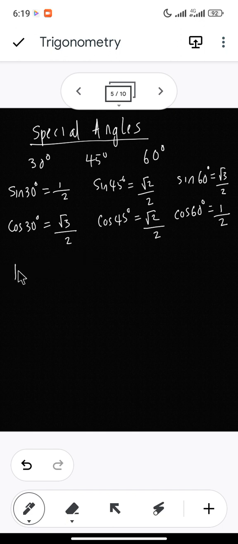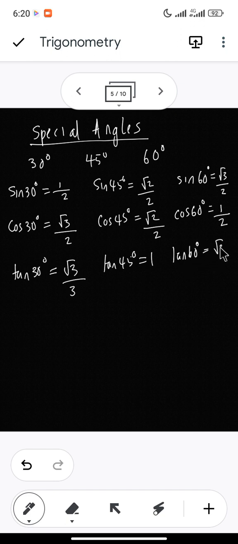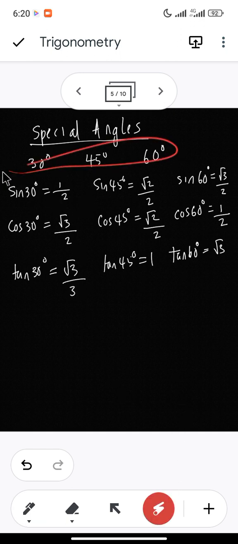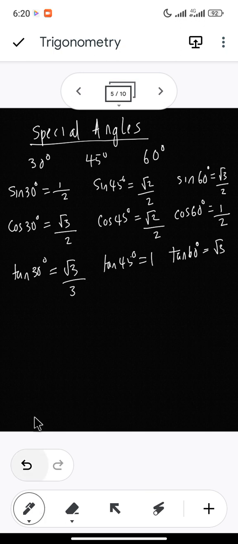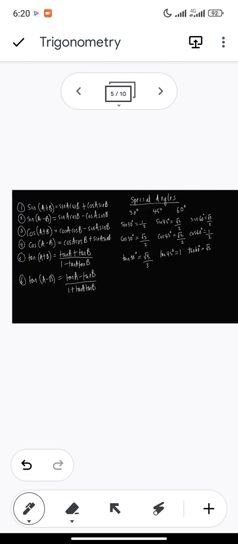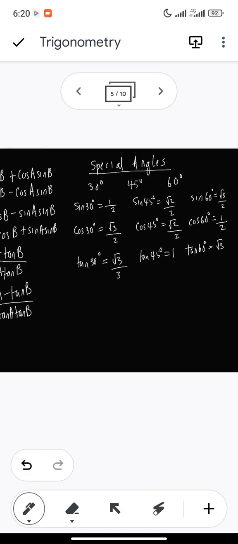Now for tan, 30 degrees gives you root 3 over 3. Tan 45 degrees gives you 1. And tan 60 degrees gives you root 3. So these are the three basic special angles we are going to be working with in the course of our calculations, in unison with compound angles. So let's take some examples.